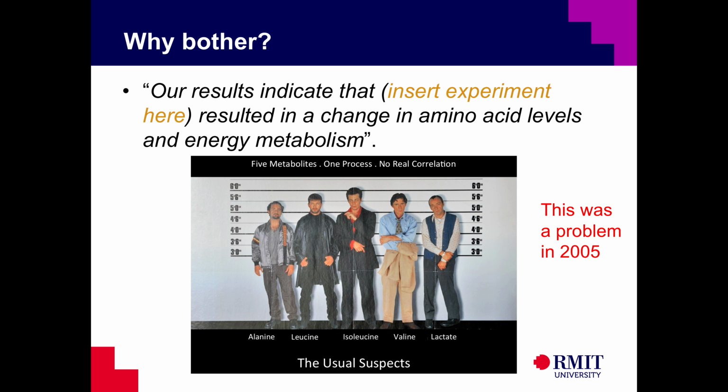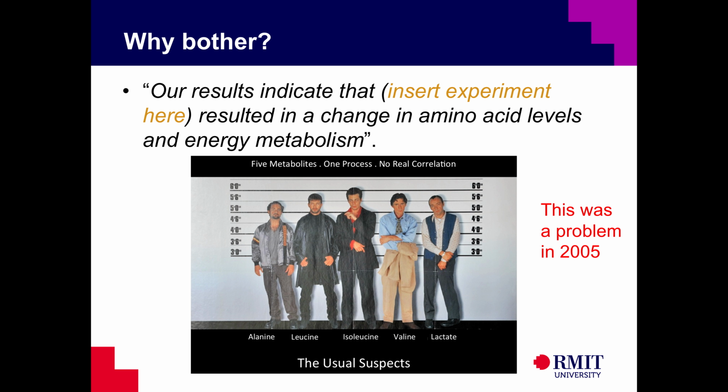I work in environmental metabolomics, looking at the effect of pollutants. If you read environmental metabolomics, you will often see something like, our results indicate that whatever experiment it was resulted in a change in amino acid levels and energy metabolism. We have the usual suspects, a lot of amino acids and lactate. They get labeled as the ones that are changing, no matter what experiment is being done. And energy metabolism and amino acids can't be the only things affected by all these different compounds.